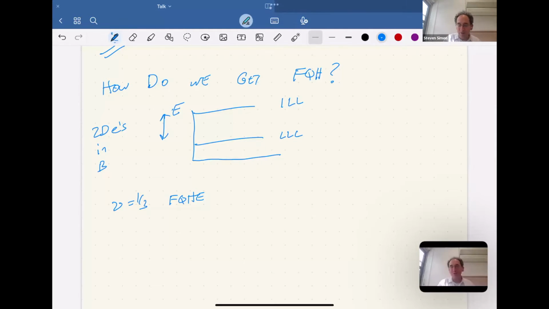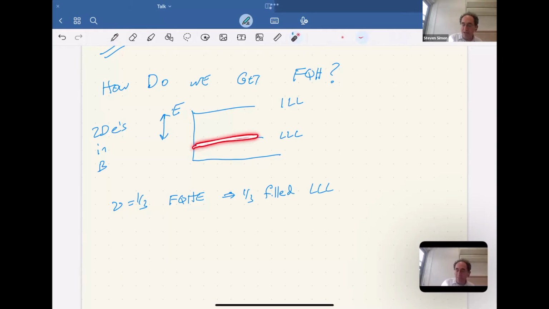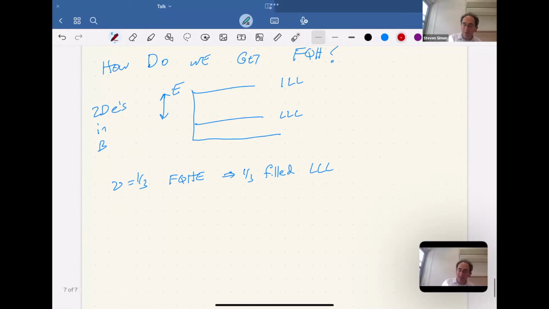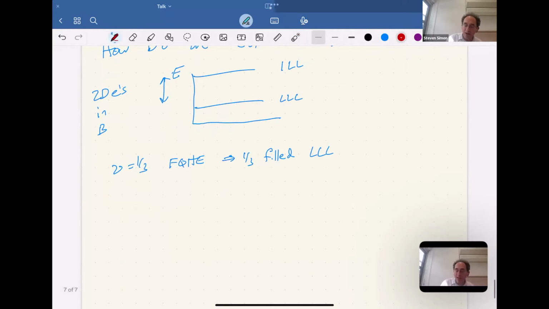Okay, nu equals 1/3 fractional quantum Hall effect. We have a 1/3 filled lowest Landau level. And so that means I have this macroscopic number of states in the lowest Landau level here, and I need to fill a third of them. So if I want to ask, how many possible ways can I do it?